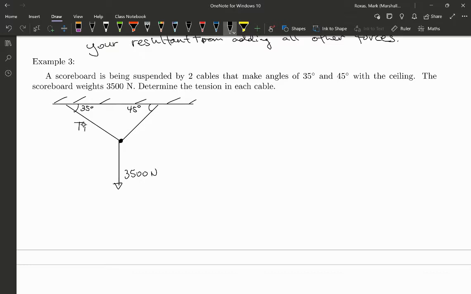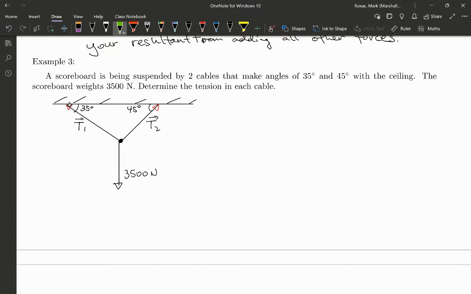So each cable has a tension. Let's call it T, my vector T1 for the left one and T2 for the right one. So you have two vectors here. And in which directions are these vectors acting? Well, they are acting opposite to the weight. There's a vector keeping the scoreboard harnessed to the ceiling, so my arrowheads are going to be pointing up, so that it counters the 3,500 newton force going down.